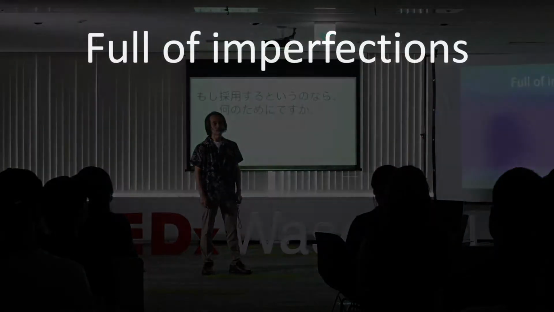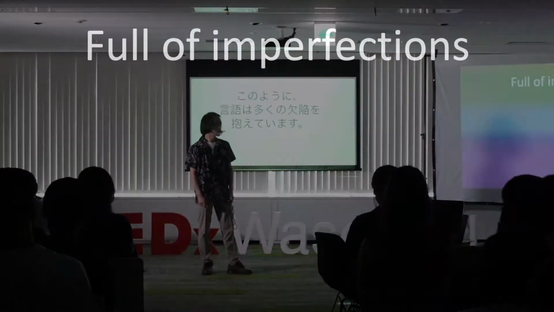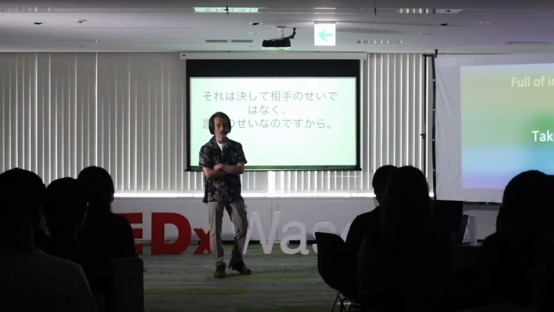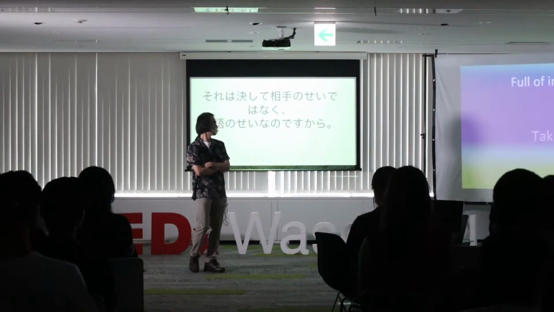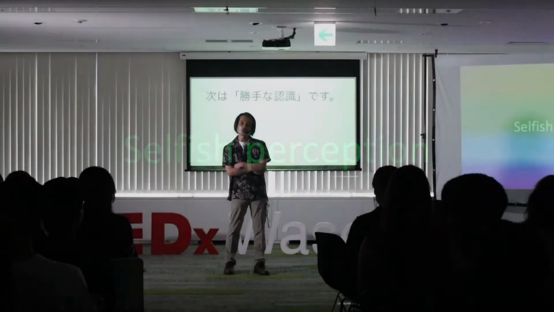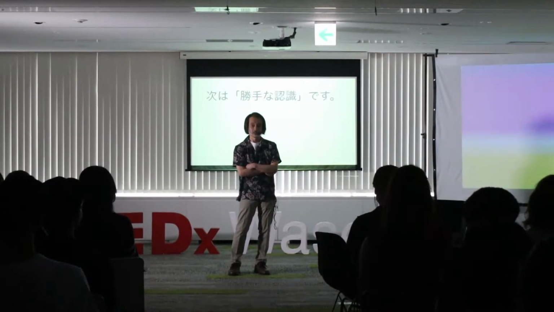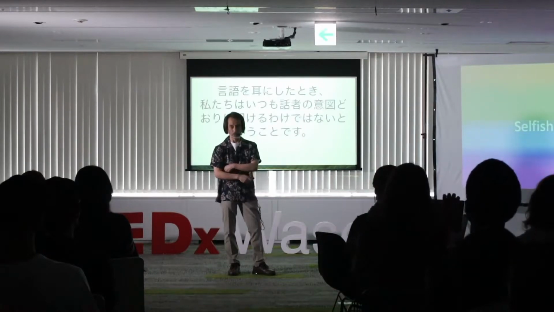So now we know that language is full of imperfections, right? So that means when we experience a miscommunication with our spouse, we should take it easy. Why? Well, because now we know that it's not our spouse's fault. It's language's fault. All right, now selfish perception. What do I mean by that? When we hear language, we don't always hear what the speaker intends. What we actually hear is something that we selfishly create for ourselves.